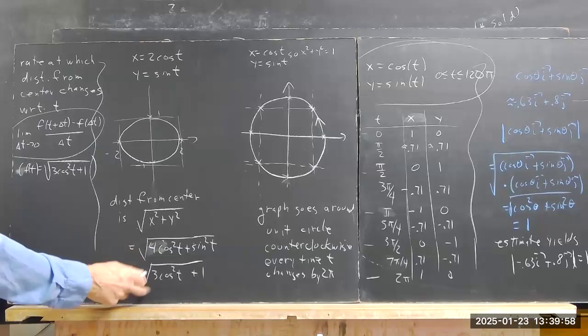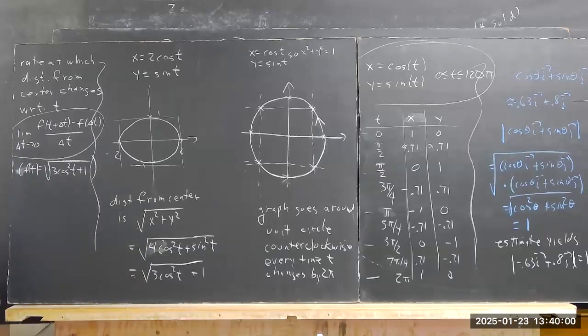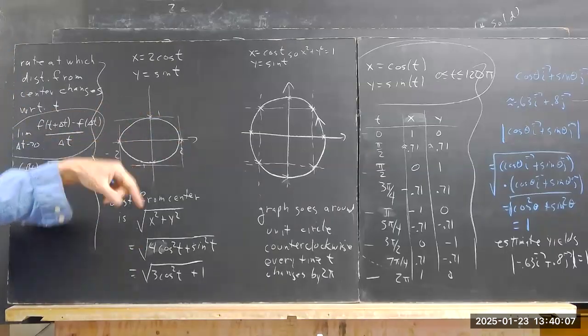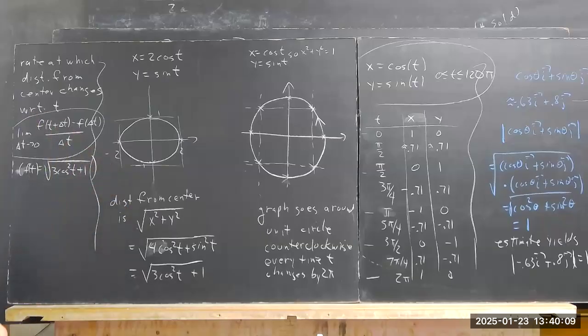f of t is your distance function, right? Because right now we're talking about the rate at which the distance in this ellipse changes with respect to time, or whatever t happens to represent.